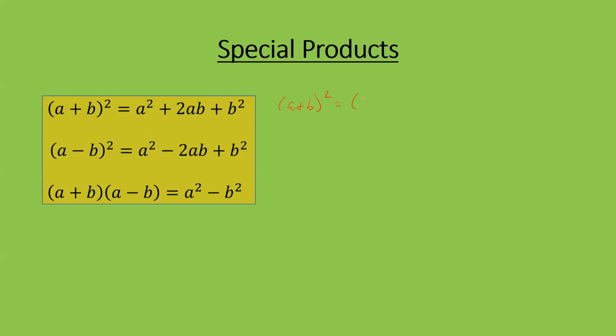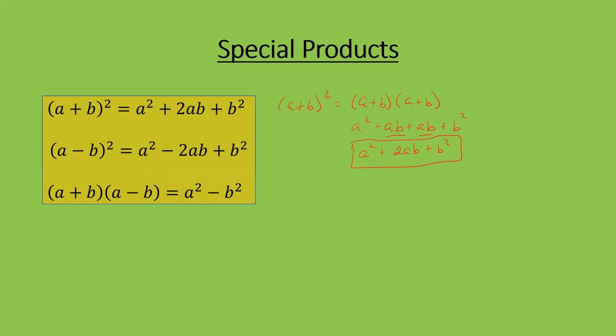The same thing here. You could figure out, for example, that (a plus b) squared, since it's the same thing as saying (a plus b) times (a plus b), you could say a times a is a squared, a times b is ab, b times a is another ab, b times b is b squared. I can combine the ab and ab into 2ab, and so I get my answer.